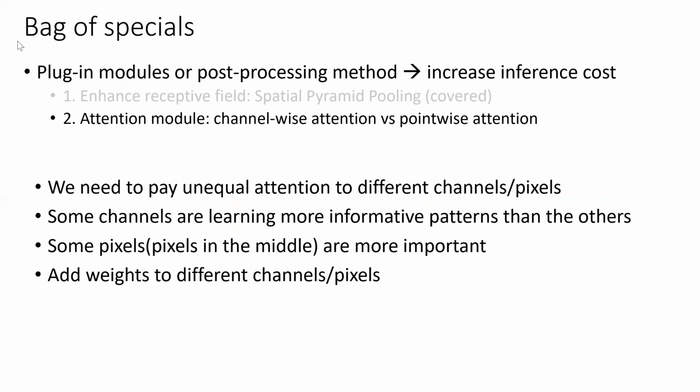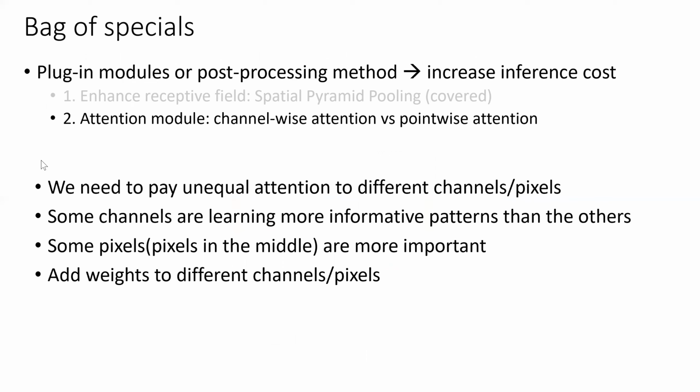The second type of tricks, they call it bag of special. They add some plugin modules or post-processing methods. Here I think this trick is very interesting. It's called attention module. There are basically 2 types of attention module. The first type is channel-wise attention. The second type is point-wise attention.